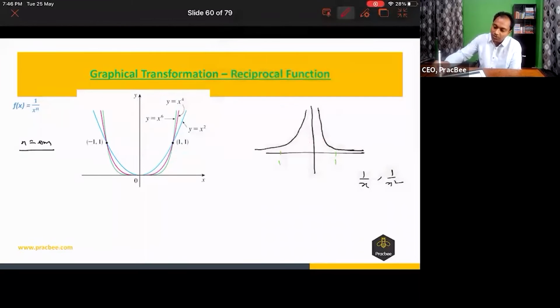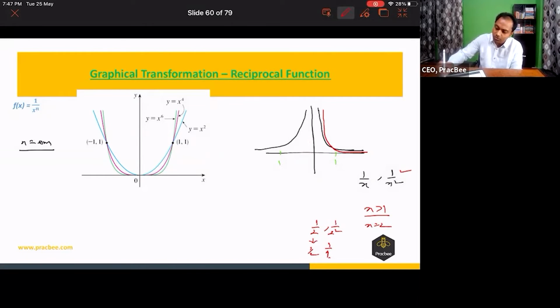If I take a value which is greater than 1, for example 2, the value of first will be 1 by 2. ये आ रहा है 1 by 2, ये आ रहा है 1 by 4. Which will be up, which will be down? We can clearly see that 1 by x square will be नीचे and 1 by x will be ऊपर. It will look something like this. So just take a value and figure the values out.